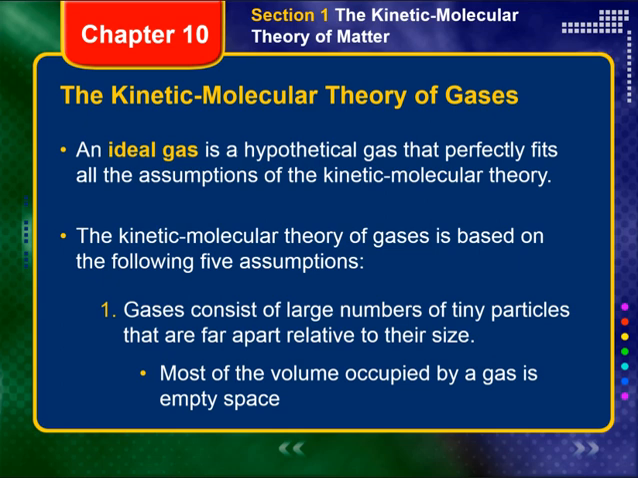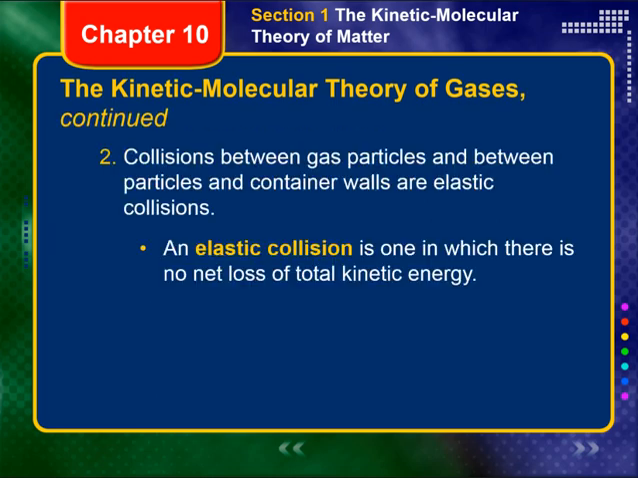Number 1, gases consist of large numbers of tiny particles that are far apart relative to their size. That means if they're very, very far apart from one another, most of the volume occupied by a gas is actually empty space. It's the empty space between the individual particles.